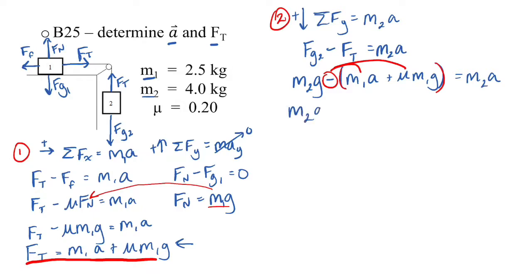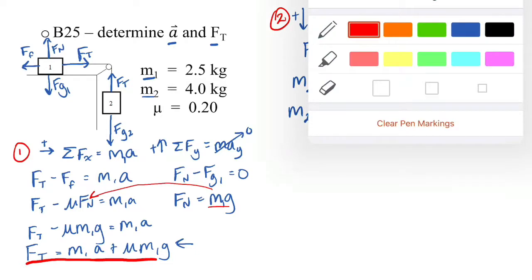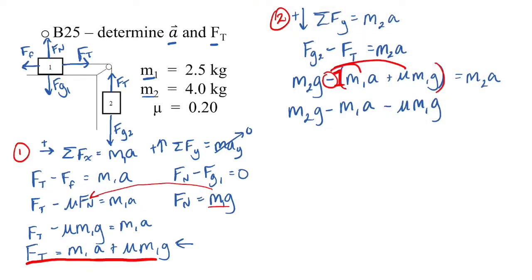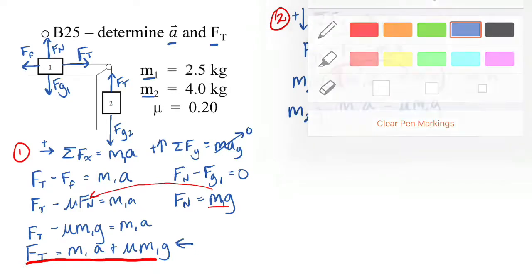So what does that mean? That actually means you're taking m2g, you're subtracting the first term, m1a, and you're subtracting mu m1g. So pretty much think about this as a -1 out front. That's what I want you to think of when you have that negative. Think of a -1 and multiply both of these things by -1, because if this also happened to be a minus, then it would turn into a plus. So it's really important that you know that.